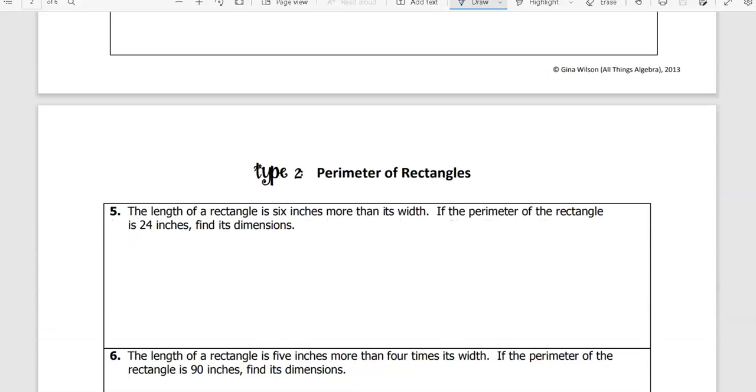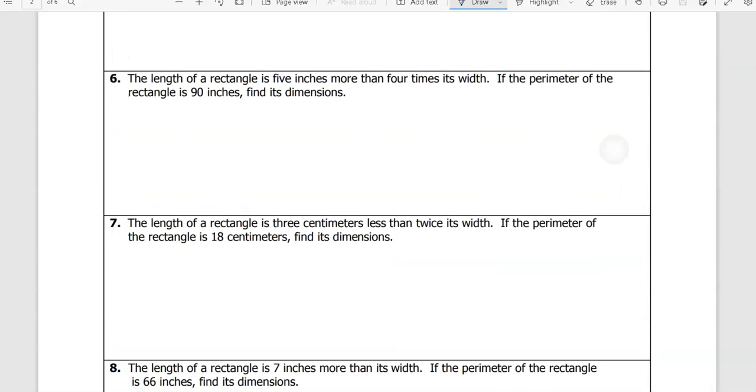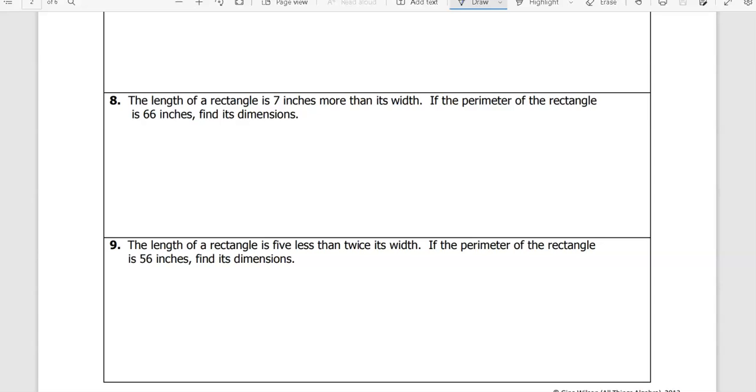And then our type 2, with the perimeter of rectangles, I'm going to do probably the top 2, and I believe you're going to do the bottom 3. So we're kind of doing half and half. Sound good? That's my plan for today, and hopefully you can get it all done before you leave and you don't have to have homework tonight.